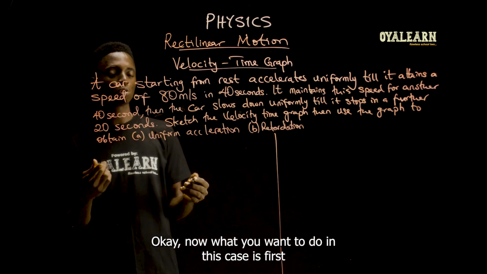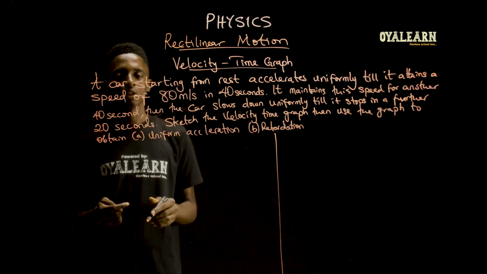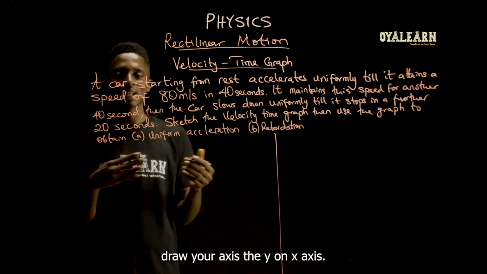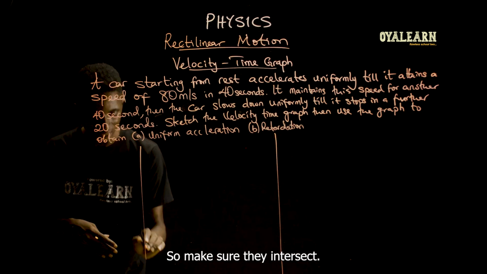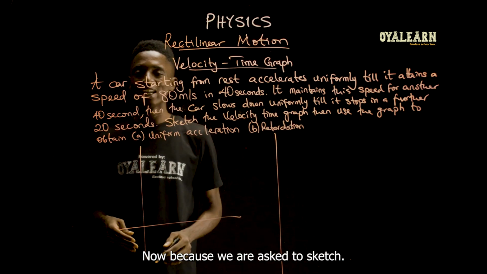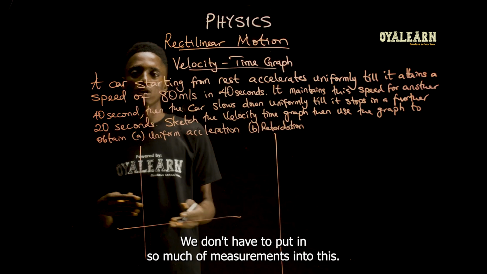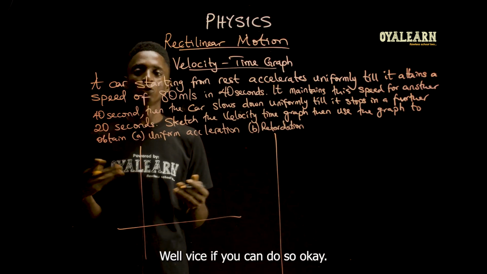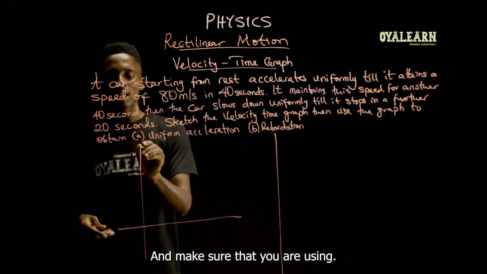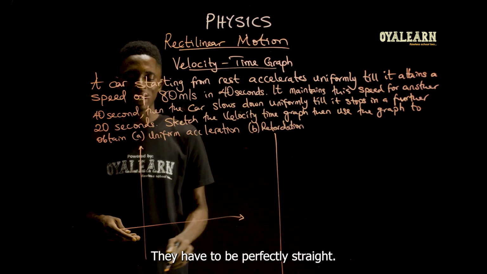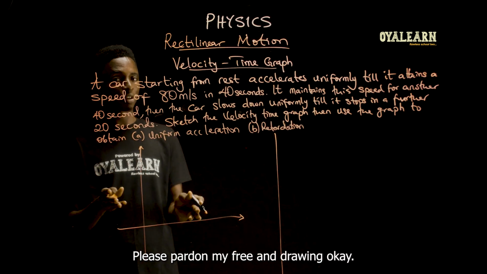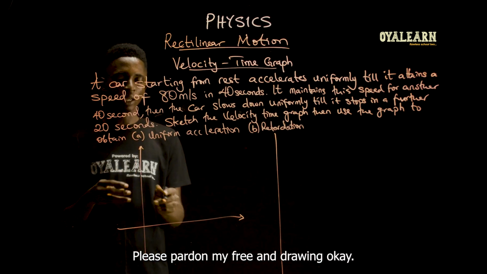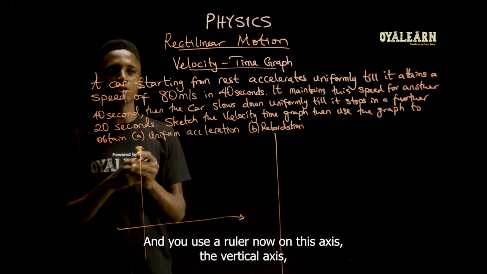Okay, now what you want to do in this case is first draw your axis, the y and x axis. So make sure they intersect. Now because we are asked to sketch, we don't have to put in so much of measurements into this, but I advise if you can do so. Okay, and make sure that you're using a ruler when you're drawing your line. They have to be perfectly straight. Please pardon my free hand drawing. So when you do yours, ensure you use a ruler.